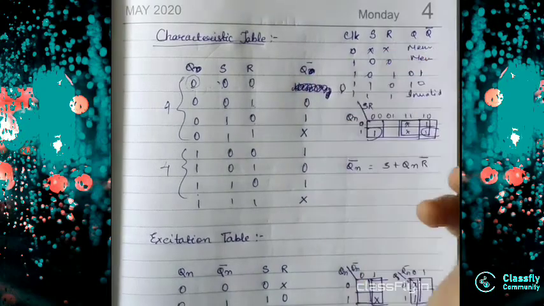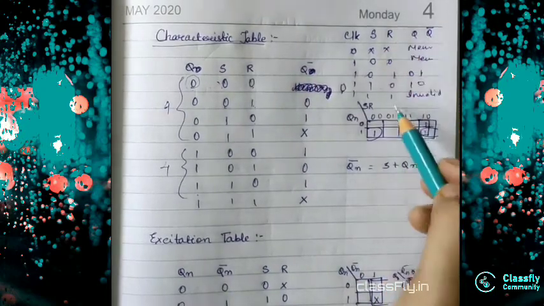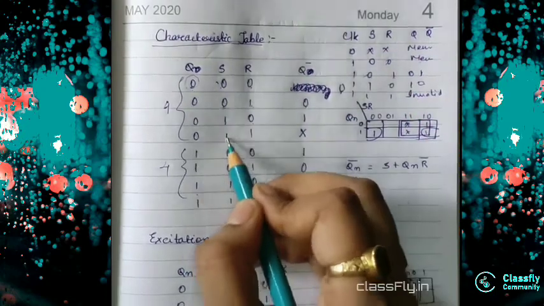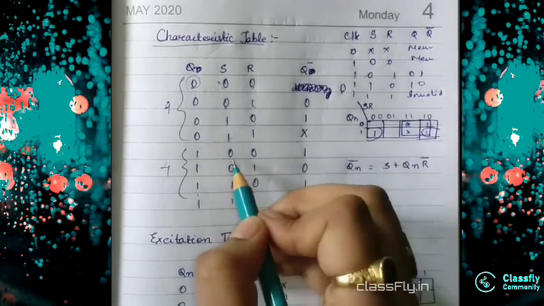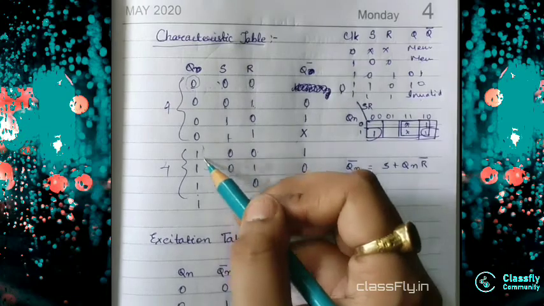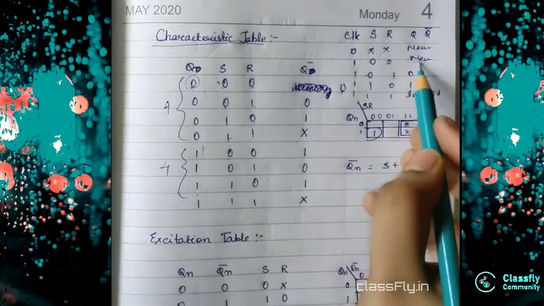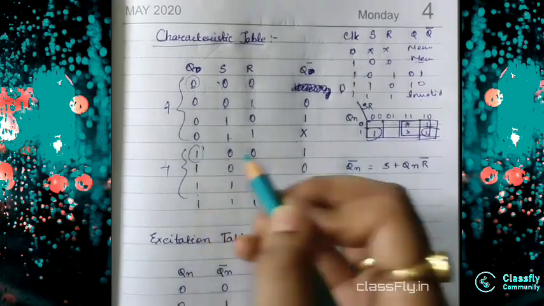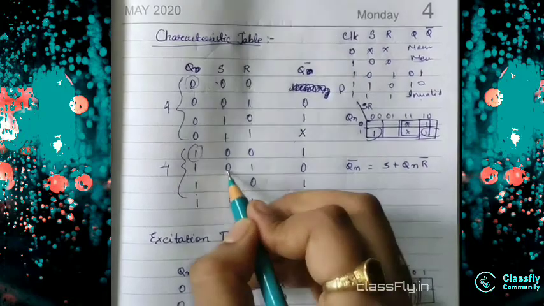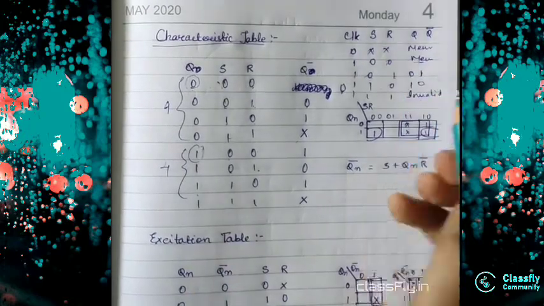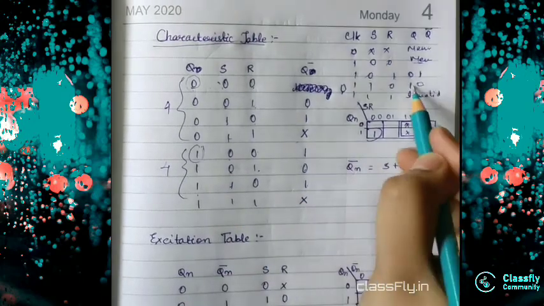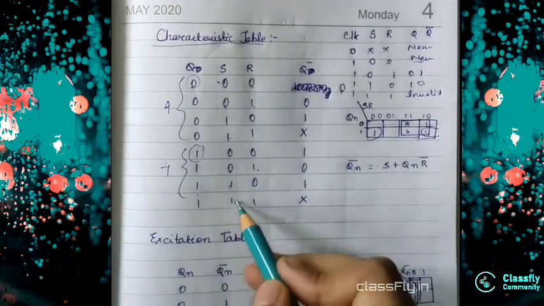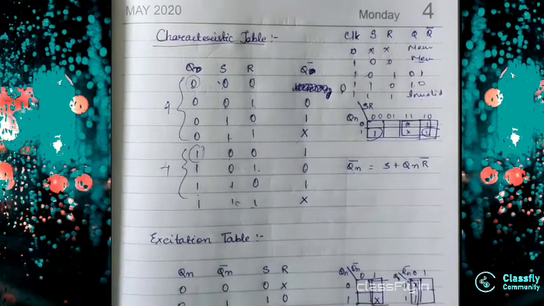Basically for the characteristic table, we will see the output for the Q. Okay, now for 1 1, as it is invalid, we will put a cross. When I do again 0 0, when Q is 1, I will get the memory, right? So here my memory is 1, so this will be 1. When I put 0 1, I can see 0, so I will put 0. And when it is 1 0, I can see 1, so I will put 1. And for 1 1, as it is invalid, I will put cross.